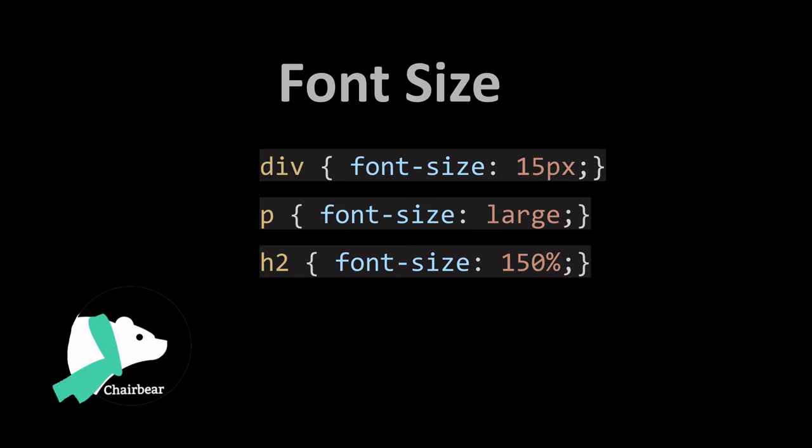Using pixel values is a good choice if you need pixel accuracy, otherwise em is a good relative size unit, meaning elements with this size unit will adjust their size based on other factors such as the parent element's size. If you don't set the font size on the page, the browsers use their default size, which is 16 pixels.